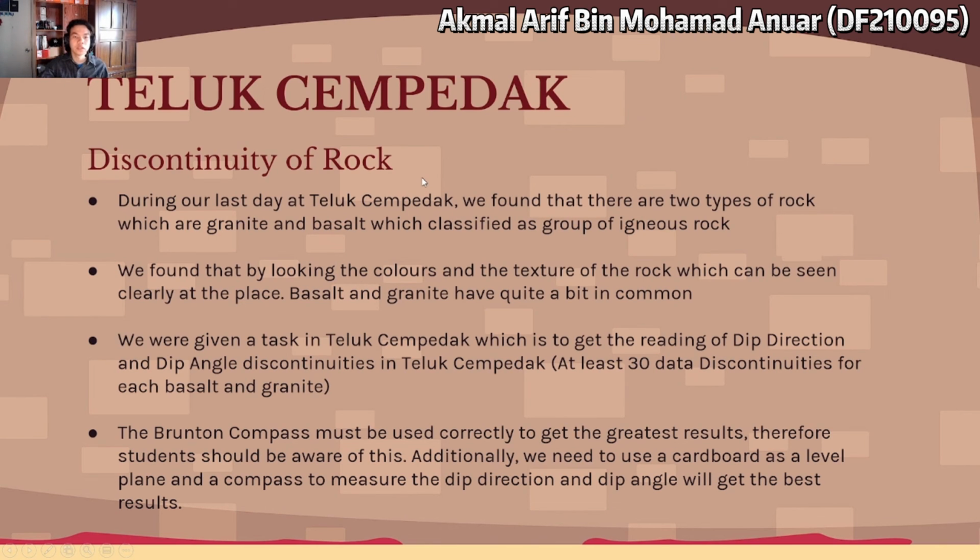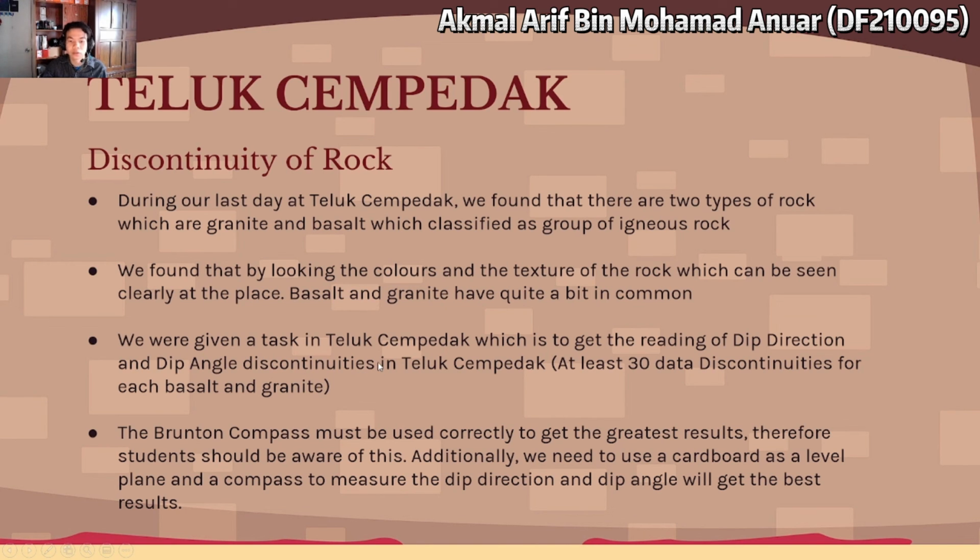So the last location is Teluk Cempedak. We have to do the discontinuity of rock. We found that there are two types of rock there, which are granite and basalt, which are classified as a group of igneous rock. We found that by looking at the colors and the texture of the rock, which can be seen clearly at the place. Basalt and granite have quite a bit in common.